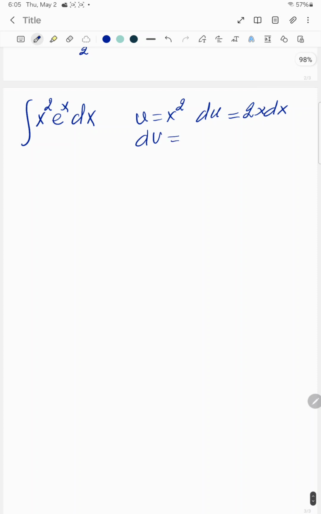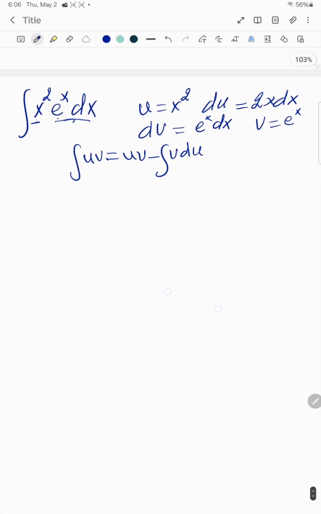and I will take dv is equal to e^x dx, then v is equal to e^x, because the derivative of e^x is e^x. And I will apply my formula, integral of u dv equals uv minus integral of v du. So while practicing, if you keep on writing the formula, you won't have to study it. You will know it by heart. So my u is x squared and my dv is e^x dx.